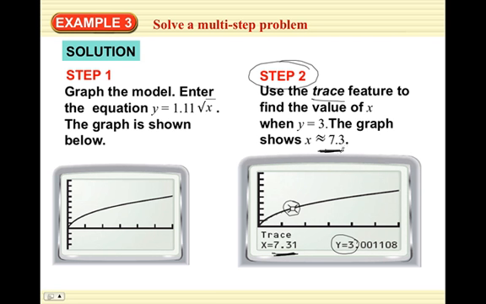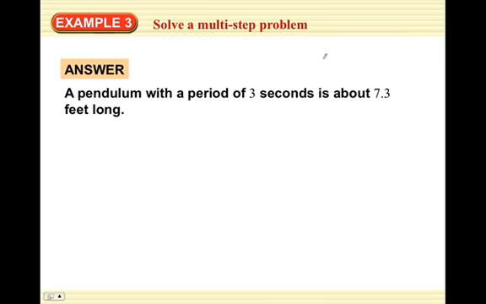So about 7.3. What does that 7.3 represent for x? This is a word problem, so you check it out. It's 7.3 feet long, with a period of 3 seconds. So that's how you do that word problem. Just basically type in the calculator using the trace button.